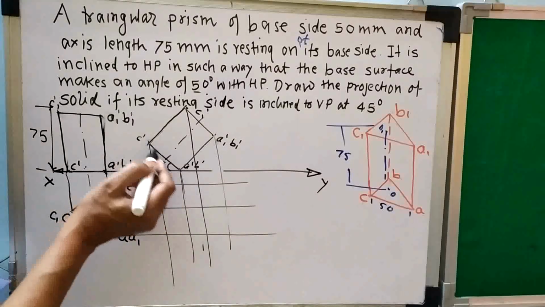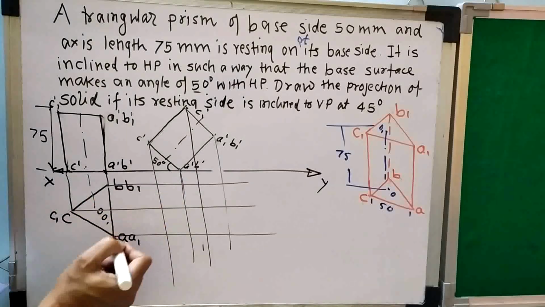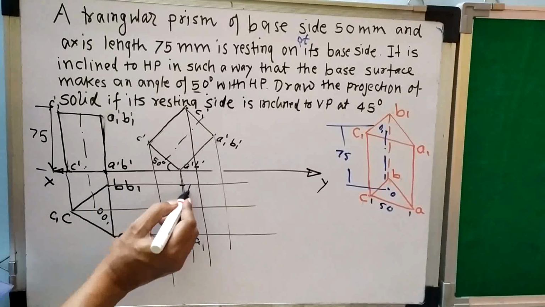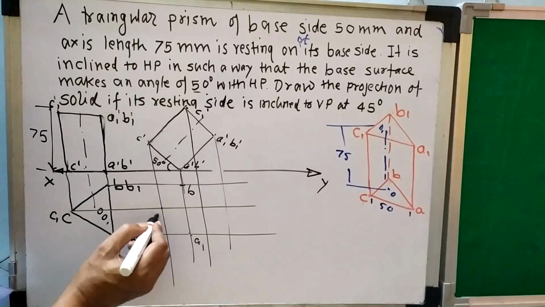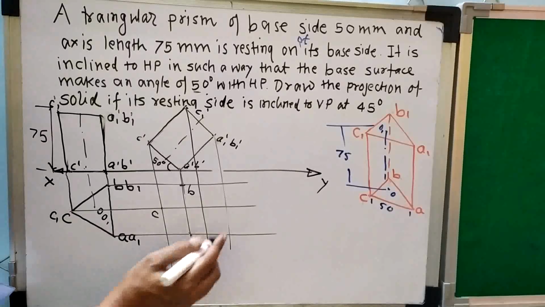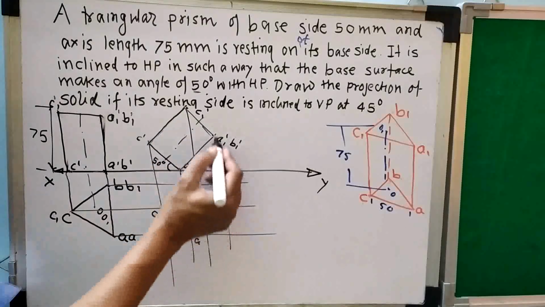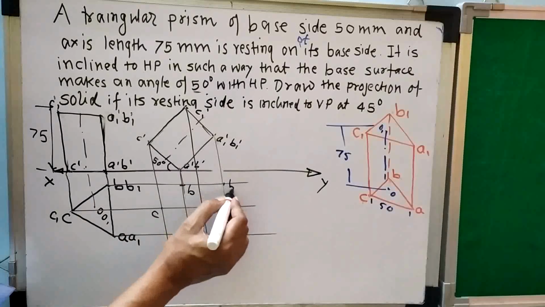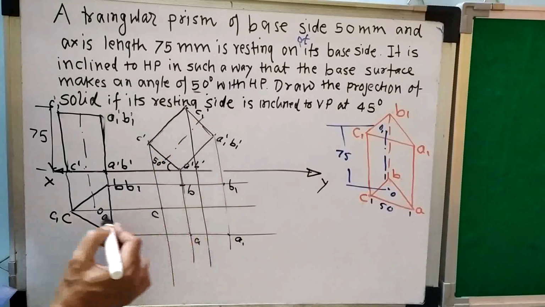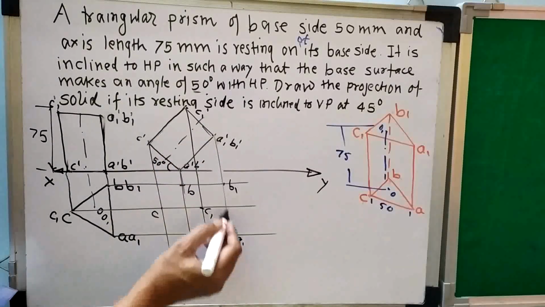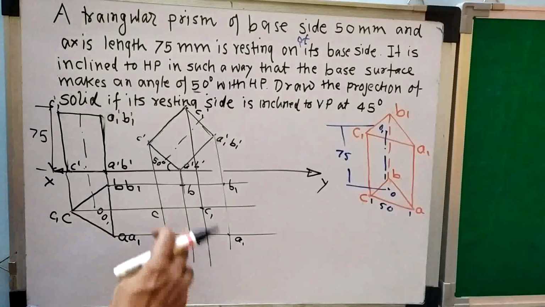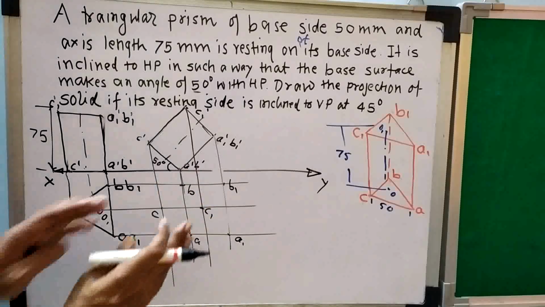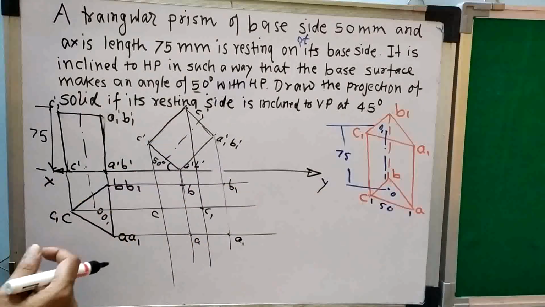So first the bottom face I will create, A, B, C. So this is A with A, this is B with B, and this is C with C. So A, B, C face, and then the top face, A1, B1, C1. So this is A1 with A1, this is B1 with B1, and this is C1 with C1. Now I know that I have to create this solid. So initially I will join these lines, keeping a general view of how the solid will look.